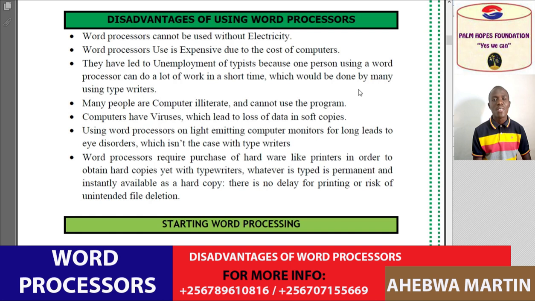Computers have viruses which lead to loss of data in soft copies. These computer viruses, we normally say, are malicious programs designed by malicious people. These programs are usually in soft copies format. We get them from various places, for example, on the internet, and by sharing removable storage devices, external devices. So you get these viruses.